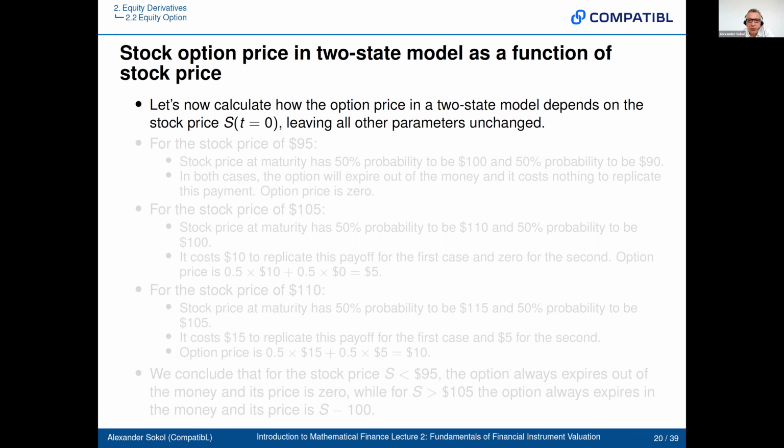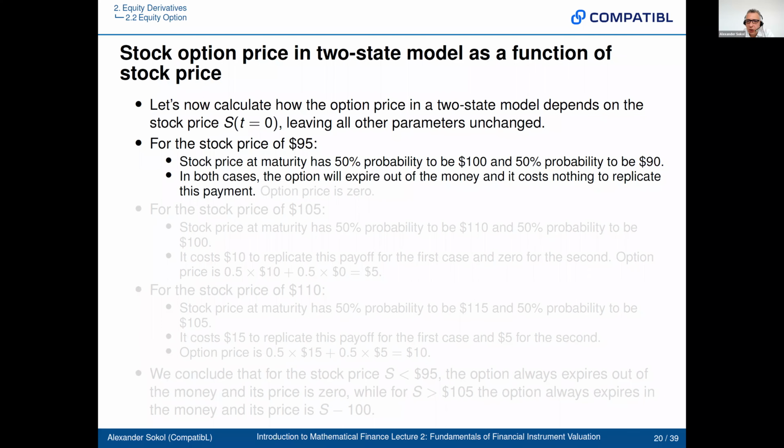The previous calculation was assuming that the price today is 100, but let's assume that the price today could be different. If the price is 95, I'm going to go quickly, but you can verify it. In this case, there is a 50% probability of a price of 100 and 50% probability of 90. In both cases, you don't want to exercise, because in one case you just get 0, and in another case you lose $10. So the option price is 0. So if the stock price today is 95, the option price is 0.